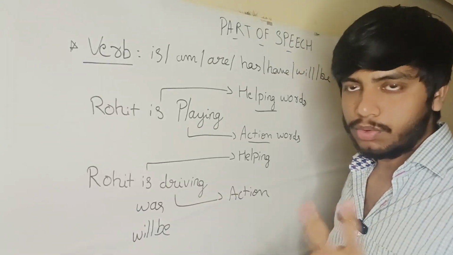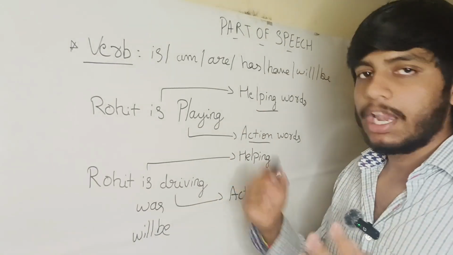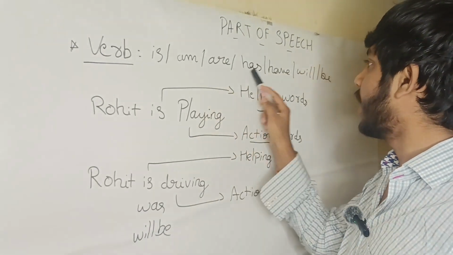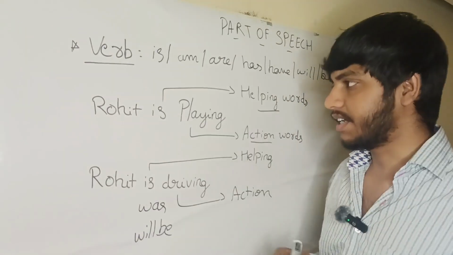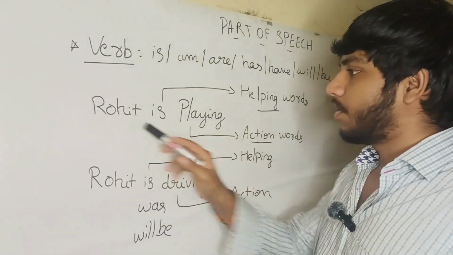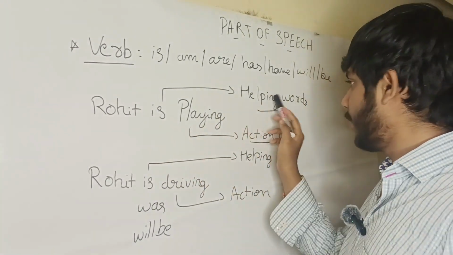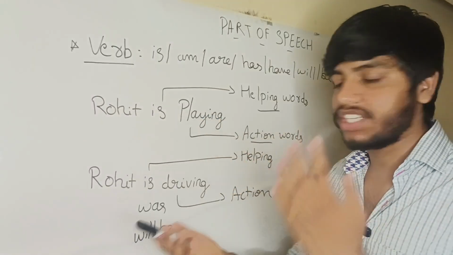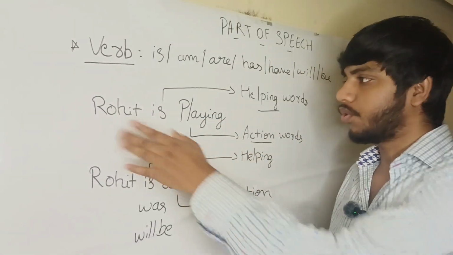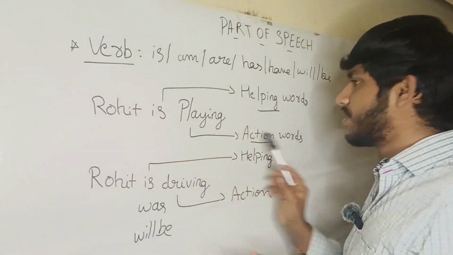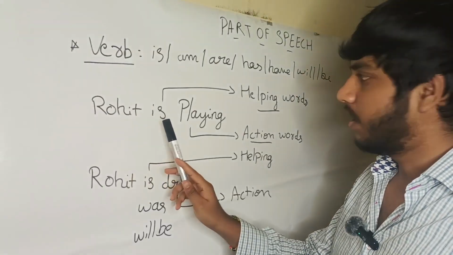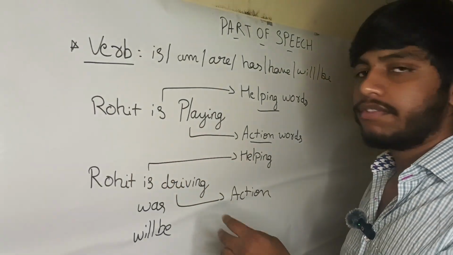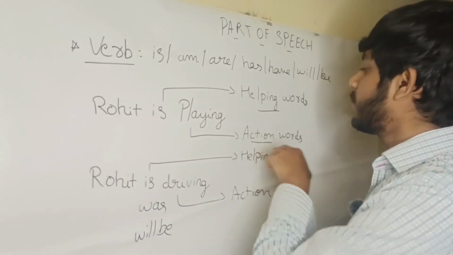In verb, there are two types: helping words and action words. Helping verbs are is, are, am, have, etc. In Rohit is playing, is is a helping word. Playing is an action word. So Rohit is playing: noun, helping word, action word. In verb there are two types: helping verbs and action words.